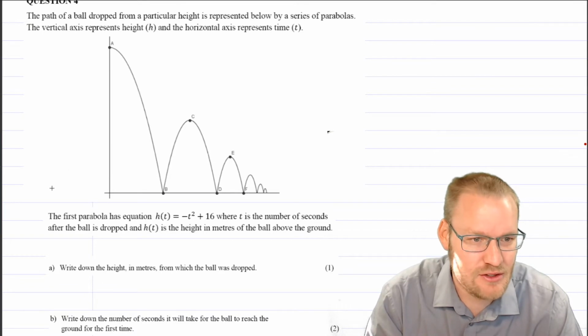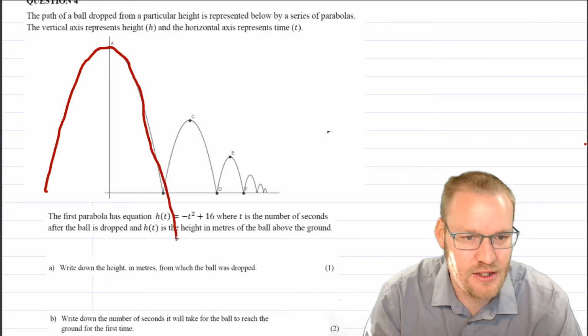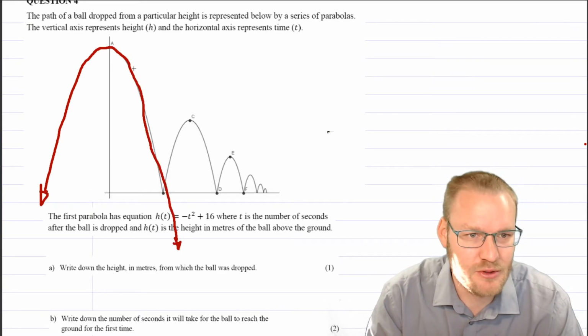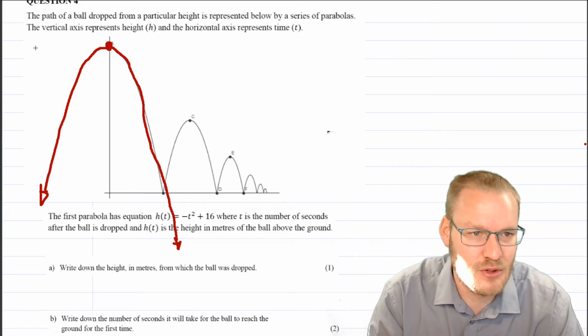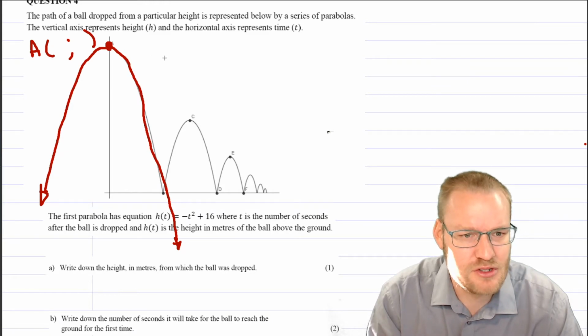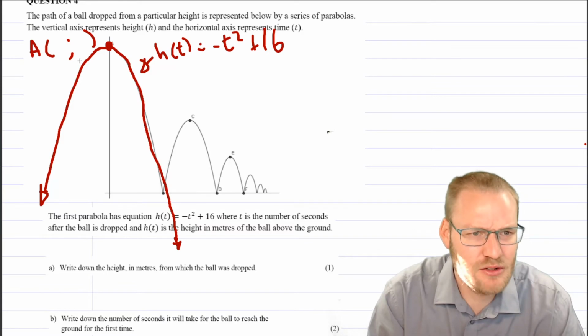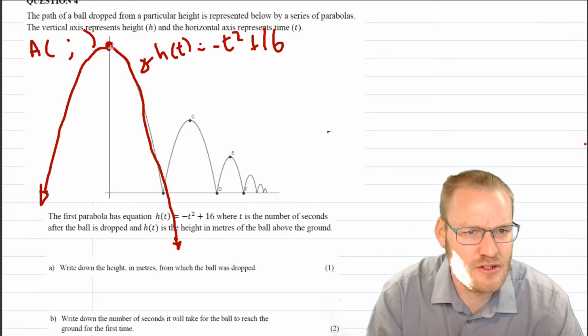So imagine that this first parabola, you were just given this first parabola. So I'm going to draw it in like that, and it went down there, and you were told, oh, there's a point, there's point A. We know something about that point. What's special about it? And we're given that the equation of that one is h of t equals minus t squared plus 16. Okay, so we know how to work out what the coordinates of A are.